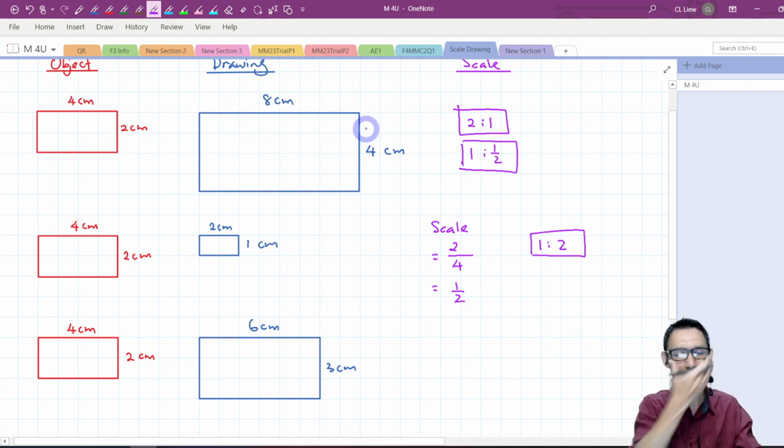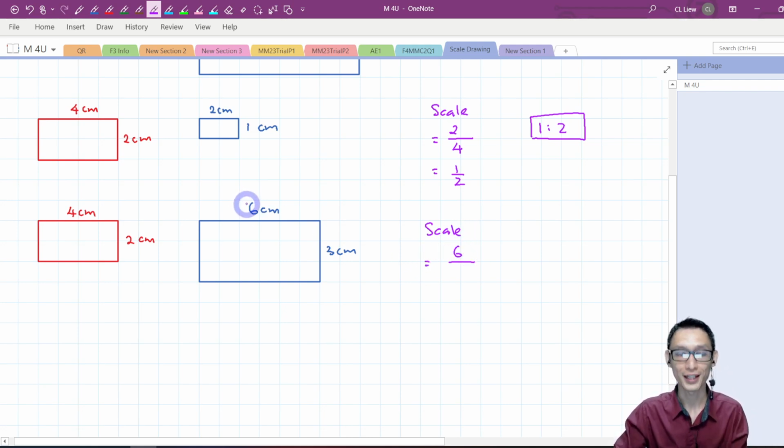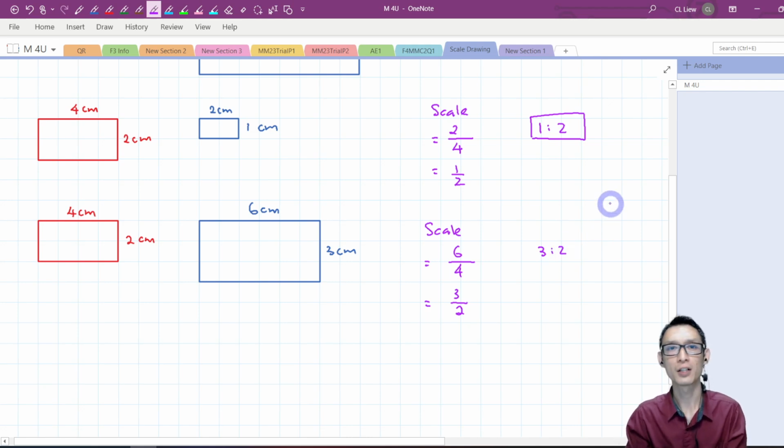Okay, now how about this one? Same thing, scale, drawing on the top, 6. Since I choose this one, I need to use the length of the corresponding side, which is here, 4. Okay, so this divided by 2, you will get 3 over 2. So the scale is 3 over 2. As I told you just now, sometimes the question will request you to give it in the form 1:something. So if the question asks you to do so, what we need to do is divide both sides by 3.